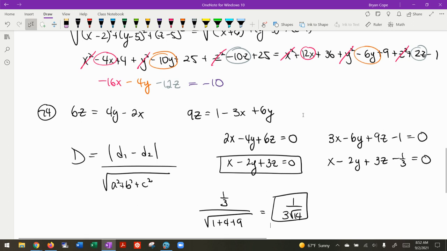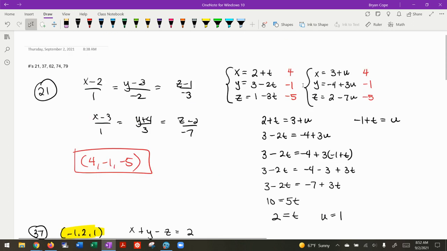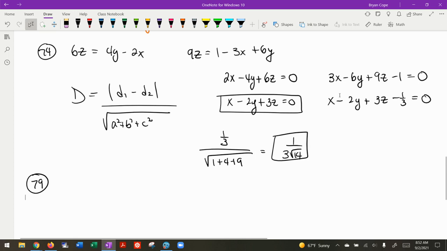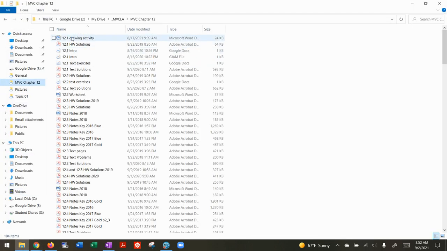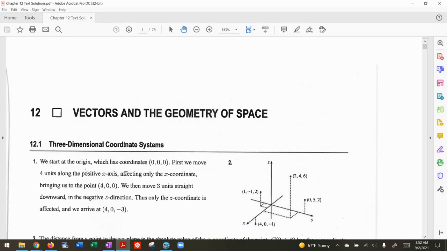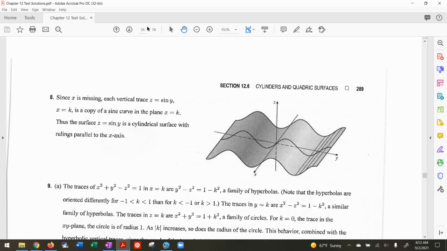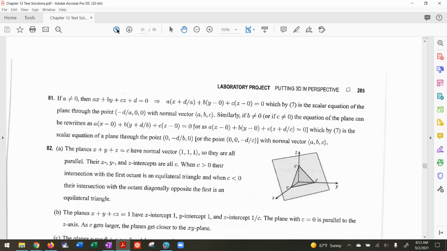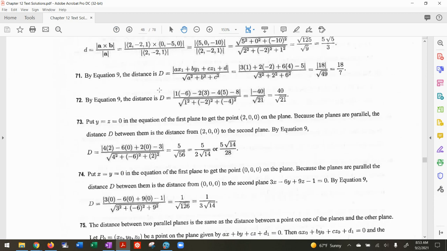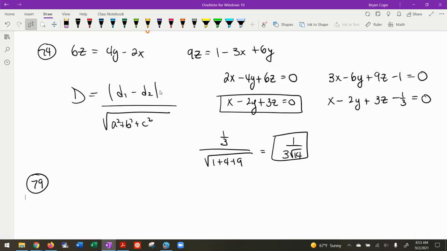Okay. Good deal there. And then the last one is 79. Let's confirm our answer on 74 real quick. Let me just look it up. Okay. This was from section 12.5. Number 74. 1 over 3 root 14. Is that what I got? That's what I got. Cool.